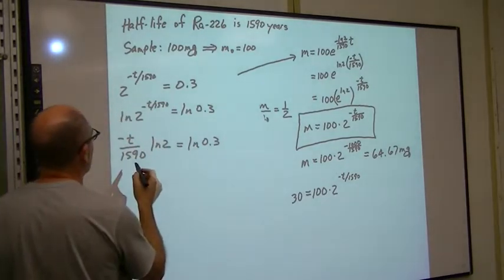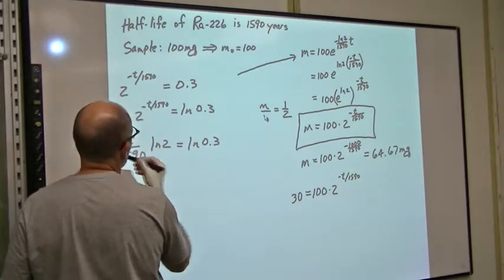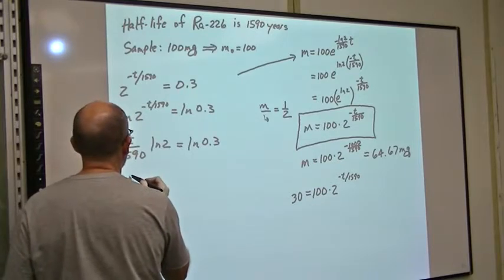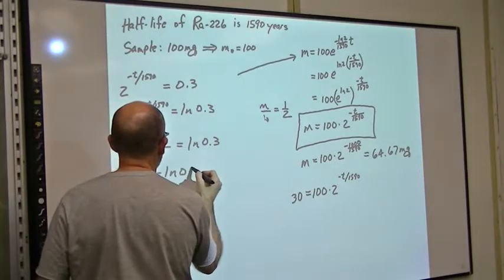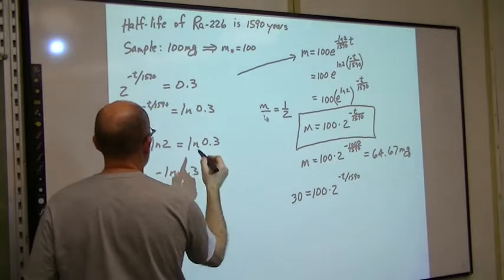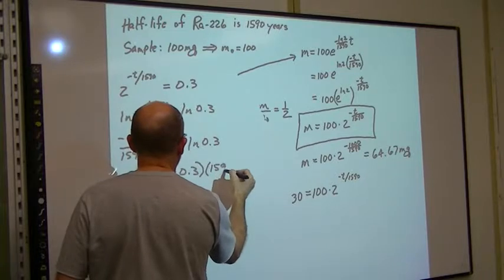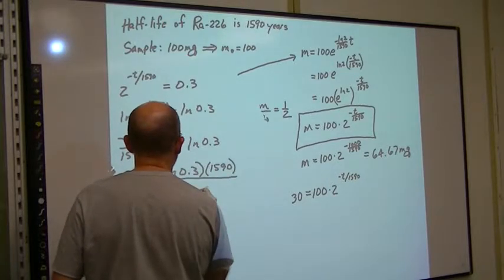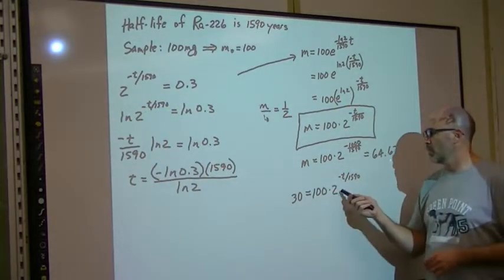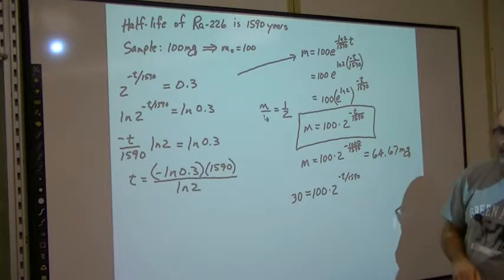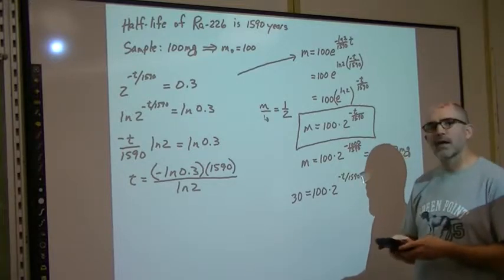Okay, now all I have to do is divide out the natural log 2 and multiply by 1590. Multiply by negative 1590, let's say. So we've got t equals negative natural log of 0.3 times 1590 divided by natural log 2. So basically we knew the base was 2, so we had to divide by natural log 2. That's like the change of base formula you might remember from your illustrious days in Algebra 2.